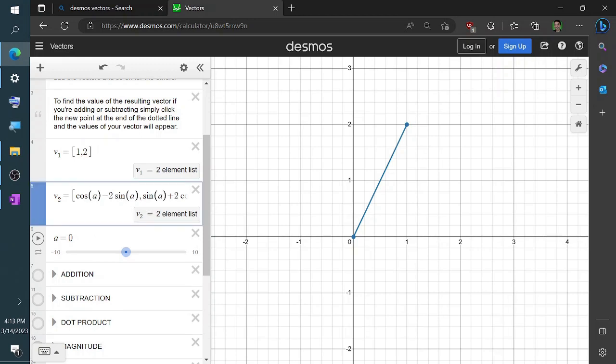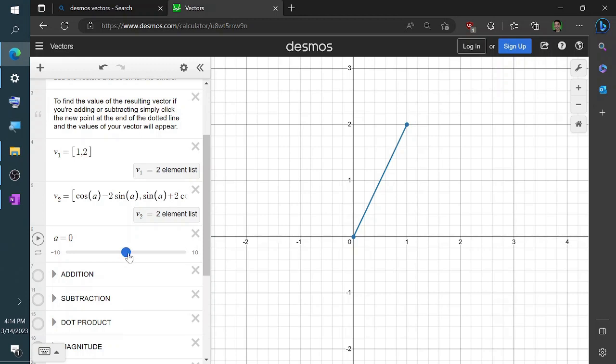And here in the brackets, I've written down the formula that we created for the result of the transformation: cosine minus 2 sine for the first entry, and sine plus 2 cosine for the second. The only modification I've made is that instead of using theta, I'm using the letter A for the angle. Now this slider down here controls the angle A, and as the angle A increases, we see that the image, the result of the transformation, this blue vector, gets rotated through various angles.